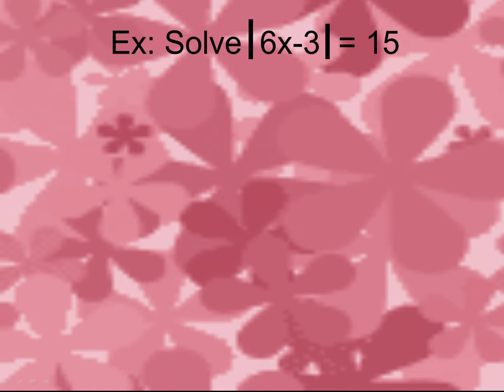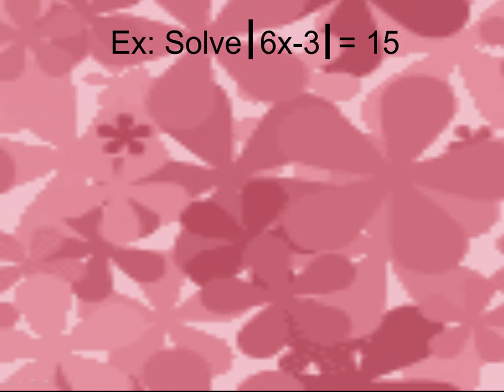Don't worry about it. It looks complicated, but don't worry about that. Pretend you don't even know that there's x's and 6's and 3's. If I had just said the absolute value of what is 15, what two places on a number line are 15 away from 0? 15 and negative 15, right?